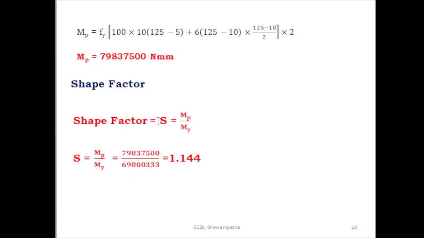Then the shape factor can be found out. Shape factor is equal to plastic moment divided by the yield moment. So 79837500 divided by 69800333 is equal to 1.144. So the shape factor of the I section is equal to 1.144. Answer.